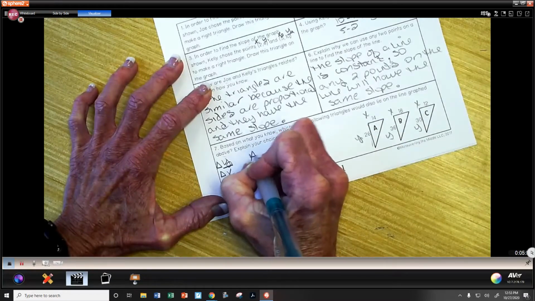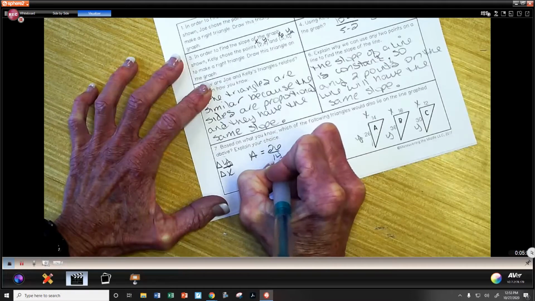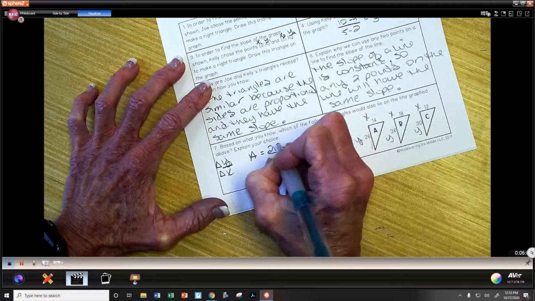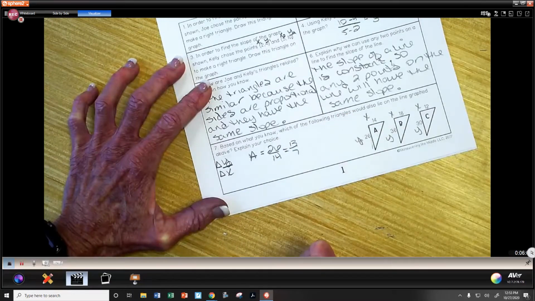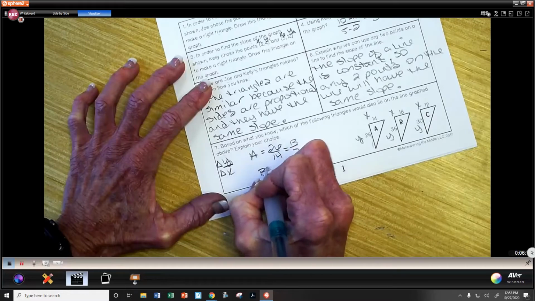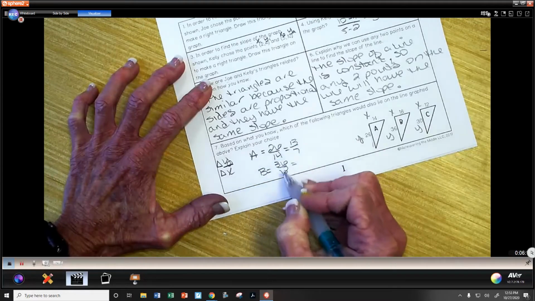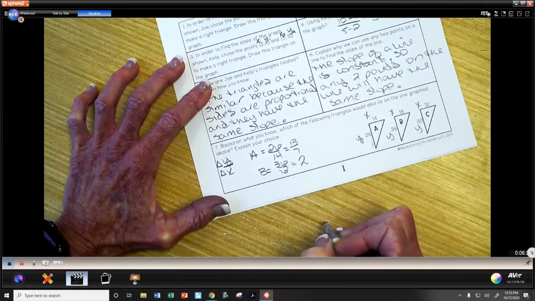Let's start with A. So on A, that's 26 over 14. Now, does 26 over 14 reduce to 2? Well, let's see. Divide them both by 2, and we get 13 over 7. That's not 2. So let's look at B. Now we're going to have 36 over 18. 36 over 18 is, oh, look, it's 2.